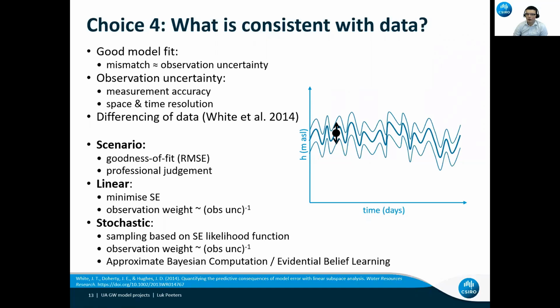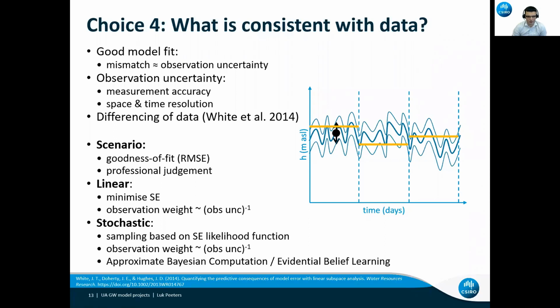But on top of that, your groundwater model is discretized both in space and time. You're often only calculating a single value for a number of days, let's say, or on a monthly time step. So that's another thing that you need to take into account in your observation uncertainty: not just the measurement uncertainty, but also the resolution in space and time of your model. One way to reduce observation uncertainty, and eliminate some sources of uncertainty in the observations, is through differencing of data, either in space or time. A good example, a very elaborate one, is in a paper by Jeremy White in Water Resources Research in 2014.